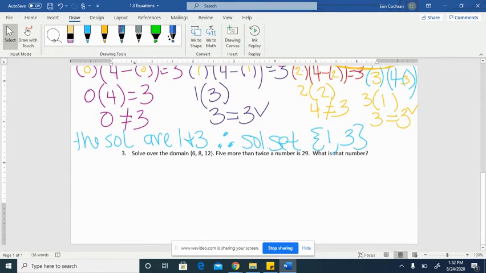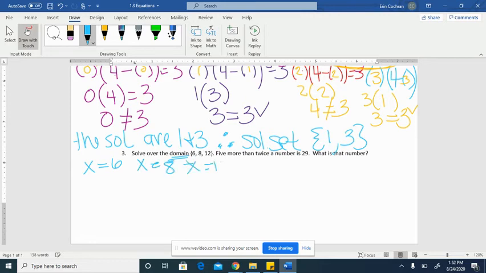All right, let's go ahead and look at our last example here. Solve over the domain. So again, it says solve over the domain. The domain is our variable, right? So x equals 6, x equals 8, and x equals 12. 5 more than twice a number is 29. So let's write this algebraic expression. 5 more than means addition. Twice a number would be 2 times our variable, which I've been using x, then our equal sign, 29.